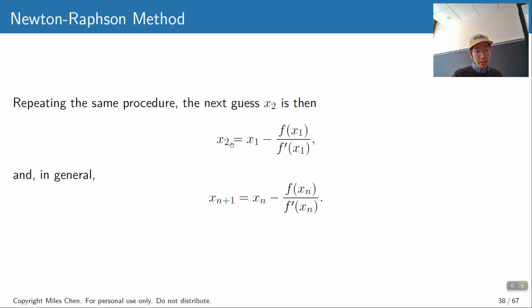And so in general, x at time n plus 1 is going to be x at time n minus f of xn divided by f prime at xn, and that's Newton-Raphson method.